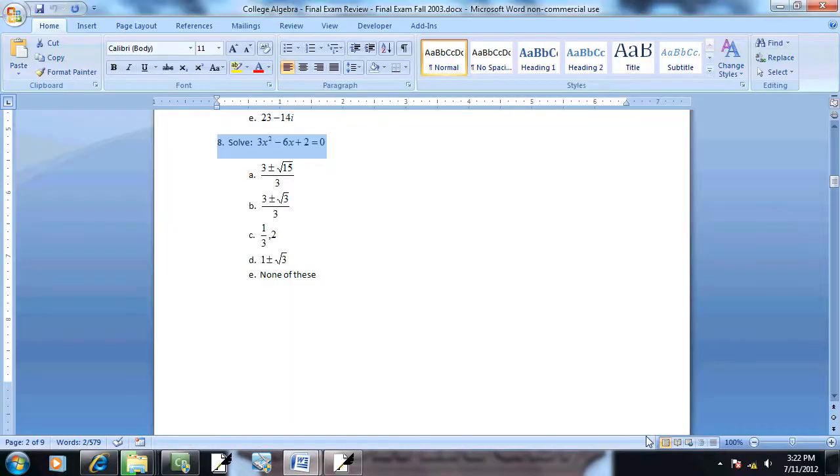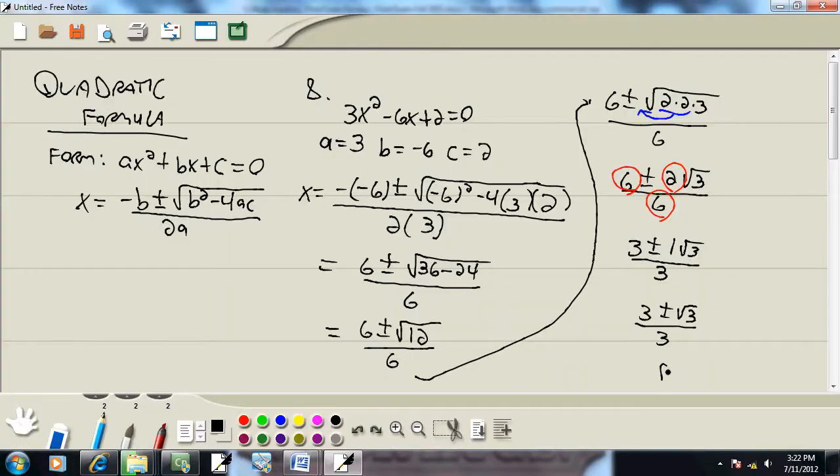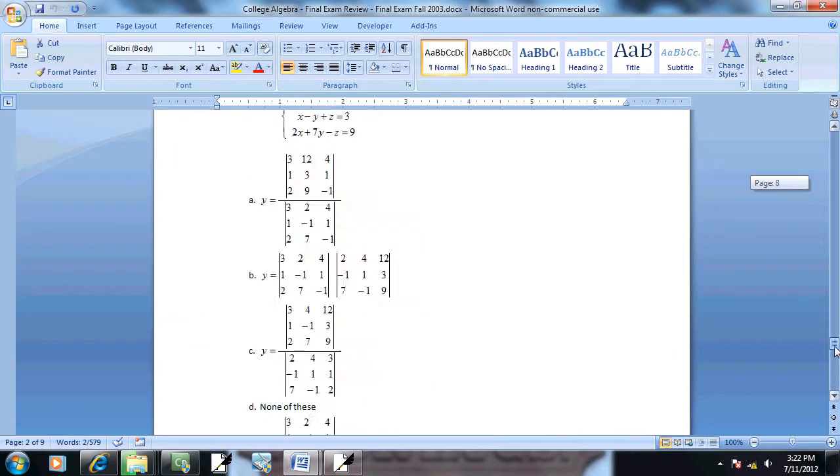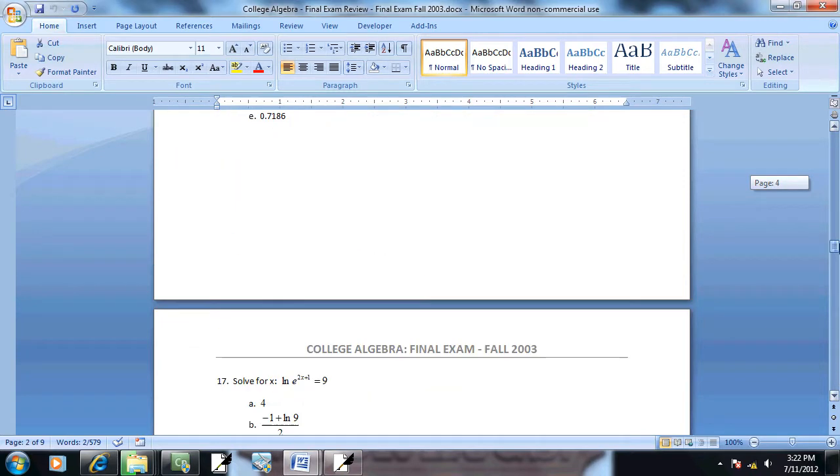3 plus or minus square root of 3 over 3. It looks like B is in. Let's go double check that. 8B. And that checks.